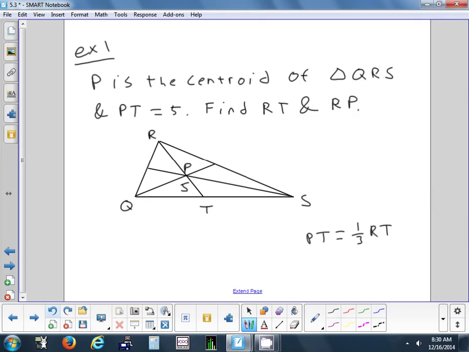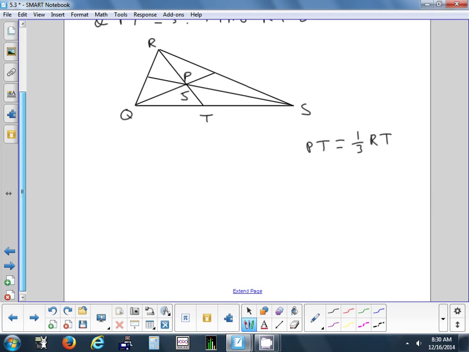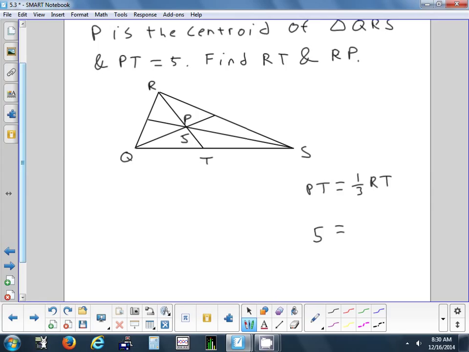But now we know PT. How long is PT? They said it was 5. So let's fill that in. 5 equals 1/3 of RT. And how do I get rid of that 1/3? Multiply by the reciprocal, which is? Multiply by 3 and then 1. And 15 equals RT. Okay, so we got RT. 15 equals RT. Remember, when you want to write the measure of a segment, you just write the letters. You don't put the bar over it. If I wanted to talk about congruence, I'd be putting a bar over it and doing it that way.